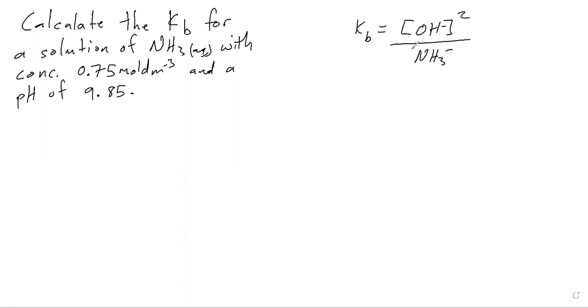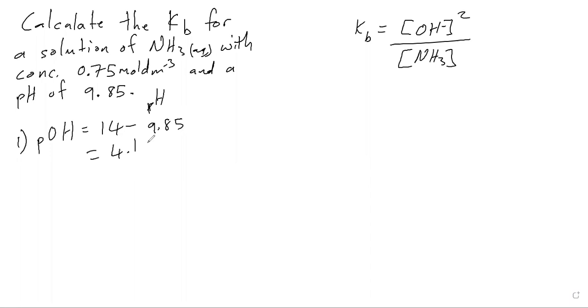Do we have the hydroxide ion concentration? No, sir. All right, how can we get it? We use the pH and subtract it from 14, so you get the pOH. pOH is equal to 14 minus pH, which is 14 minus 9.85. That would be 4.15.